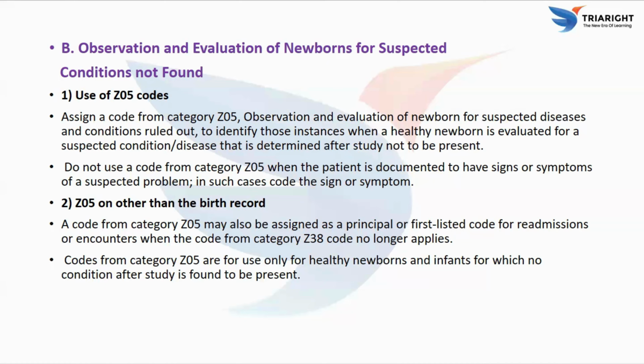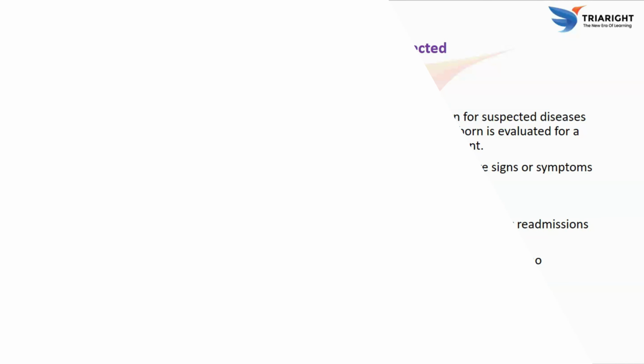So what are the examples for this guideline? For example, a baby suspected to have sepsis due to maternal fever. The test is done and the baby is normal, there is no sepsis. Then what code will you add? You have to assign Z05.1, which shows observation for sepsis ruled out. Okay, so this is how you have to code the Z05 category.